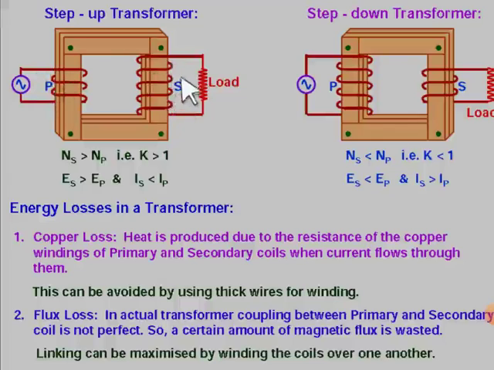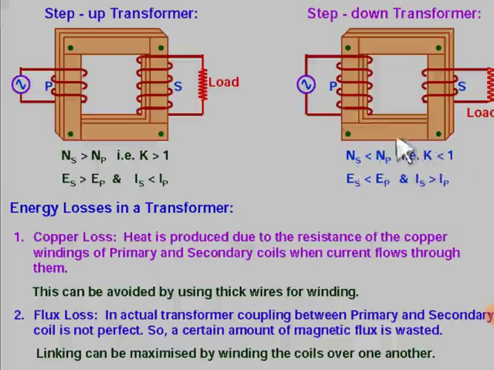Got it? So what happens when ES is greater than EP? That means if the output voltage is more than the input voltage, then the secondary output current will be less than the input current. Similarly, it is also so in the case of the step down transformer. In the step down transformer, the number of output turns will be less than that of the input coil. The output current will be high and the input current will be low. That is what is happening here.